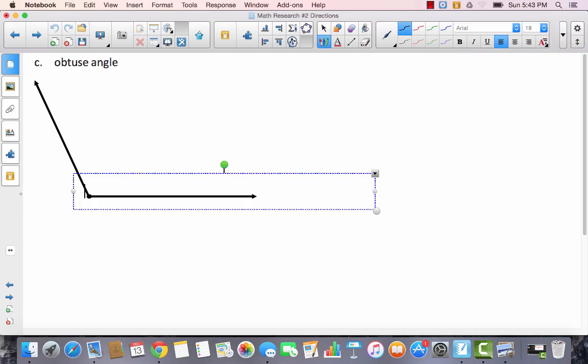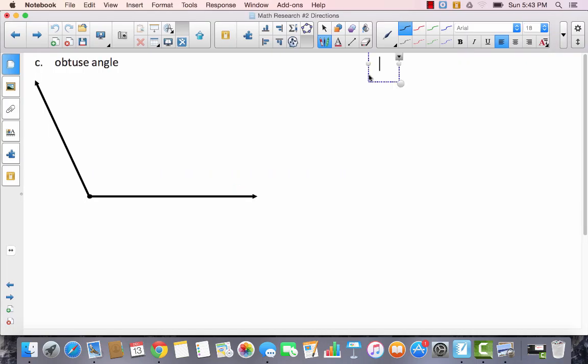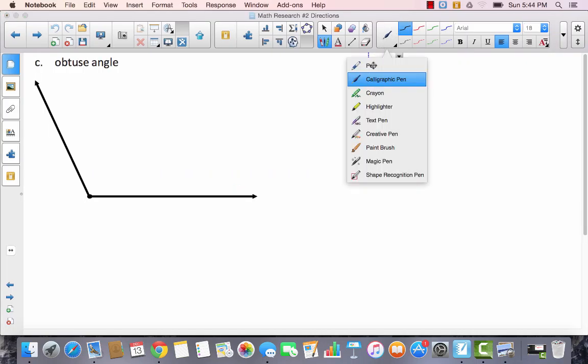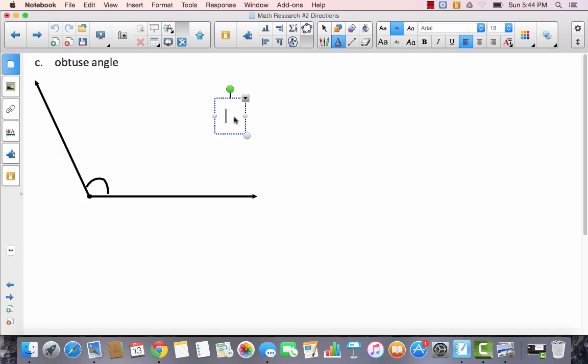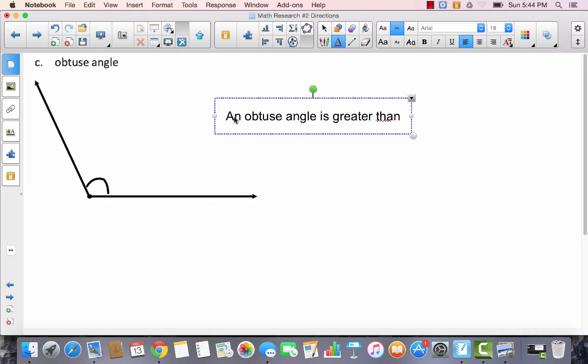Having pen issues. Okay, so here's our arc. And now we have to create an explanation of the characteristics of an obtuse angle. So I'm going to say an obtuse angle is greater than a right angle. So remember, today's lesson was all about obtuse, acute, and right angles. If you forget which one is which, you can always come back and look at your journal.